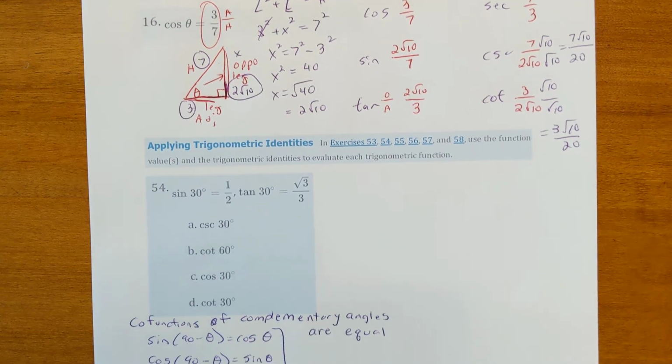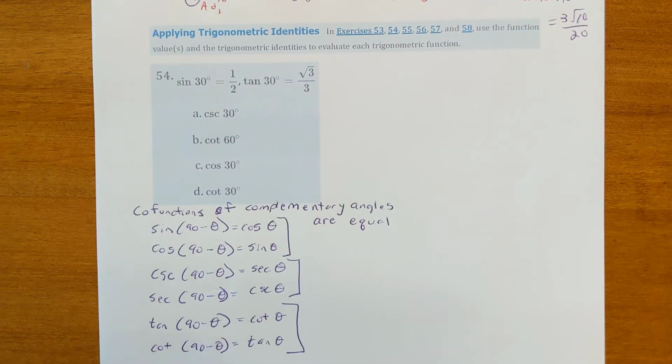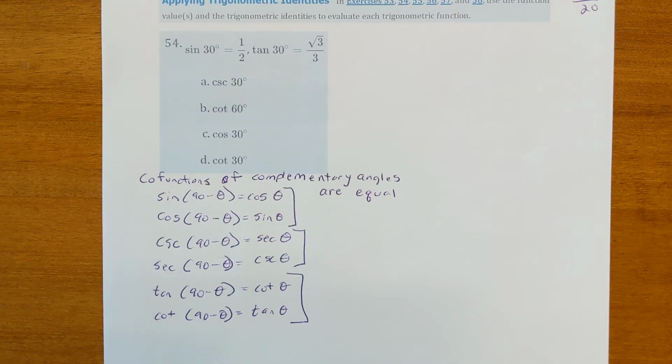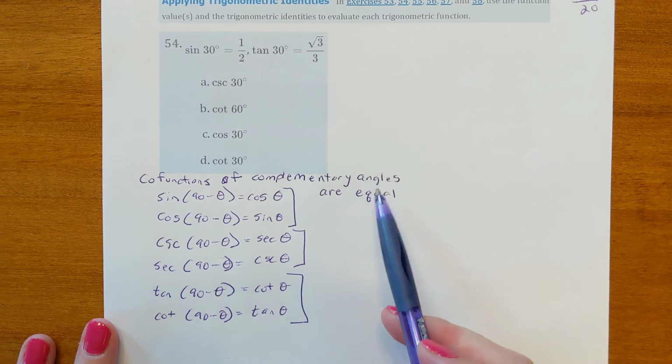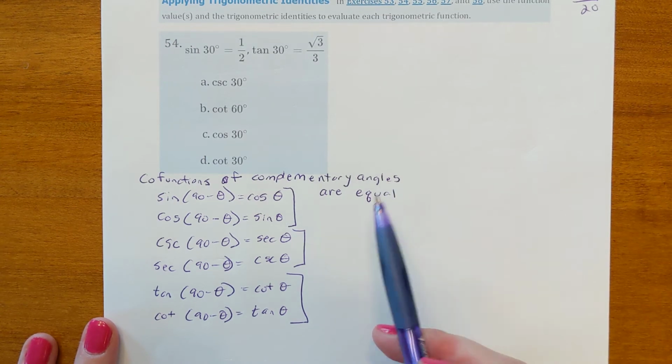All right, on the next one, we're going to use trigonometric identities to find some of them. And one of the identities that we can use that we didn't cover in the lesson are the cofunctions of complementary angles are equal identities.